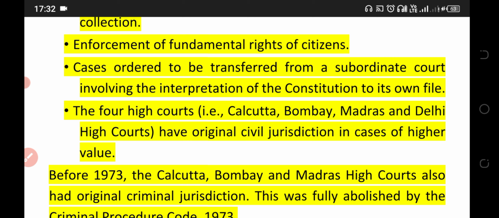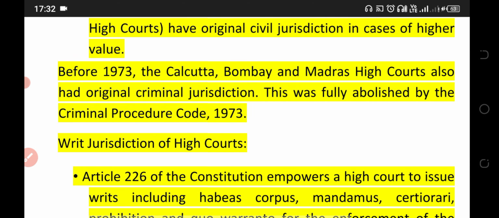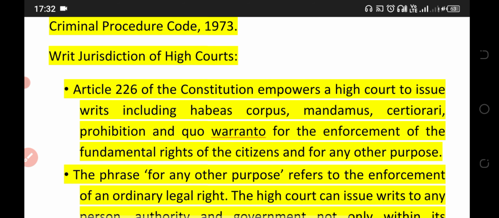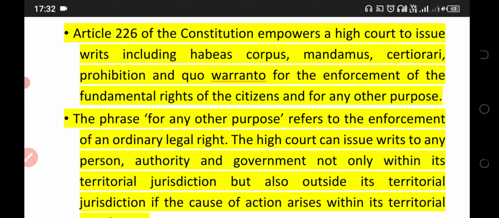Before 1973, the Calcutta, Mumbai, and Madras high courts also had original criminal jurisdiction. This was fully abolished by the Criminal Procedure Code 1973. Writ jurisdiction of the High Court. Article 226 of the Constitution empowers a high court to issue writs including habeas corpus, mandamus, certiorari, prohibition, and quo warranto for the enforcement of the fundamental rights of the citizen and for any other purpose.